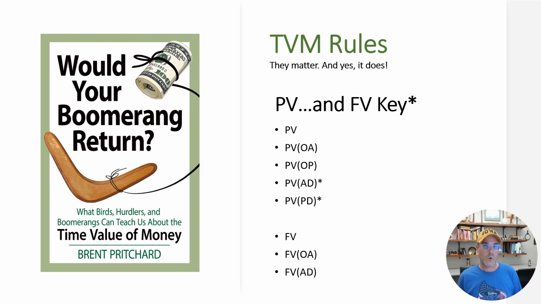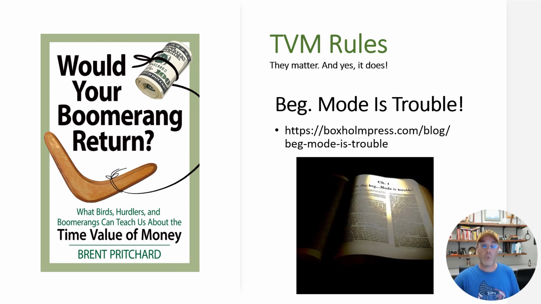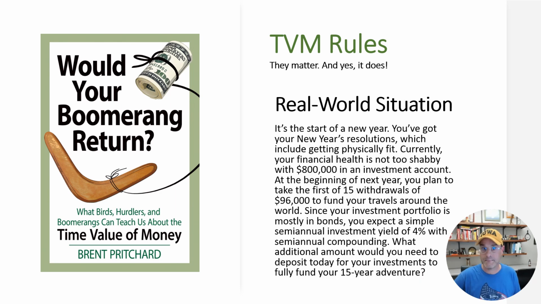You might be wondering, why do the present value of an annuity due and the present value of a perpetuity due have an asterisk? Well, it's because, as we'll see in a later lesson, we use the FV key to solve for these values. Why? Because I do not teach begin mode. Why don't I advocate using begin mode? I've talked about this in a prior lesson. I've got a future lesson teed up and ready to go exclusively on this topic. But if you want to read more about my thoughts on begin mode and you just can't wait until we get to that future lesson, feel free to visit our blog at boxhomepress.com.